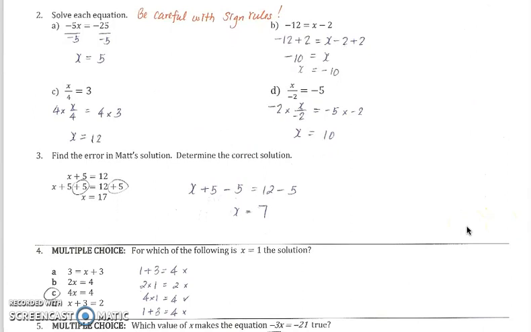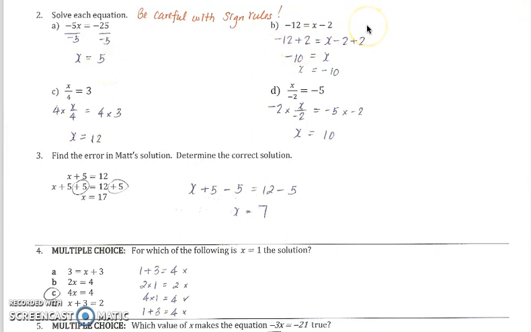Number 2. Solve each equation. Negative 5x is equal to negative 25. To find x, you divide both sides by negative 5. Negative 25 divided by negative 5. Negative divided by negative is positive. And then 25 divided by 5 is 5. X is 5.